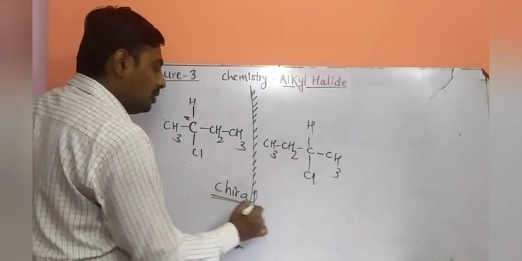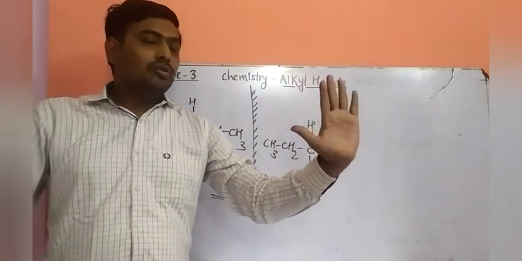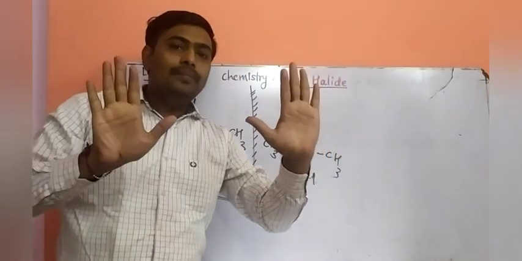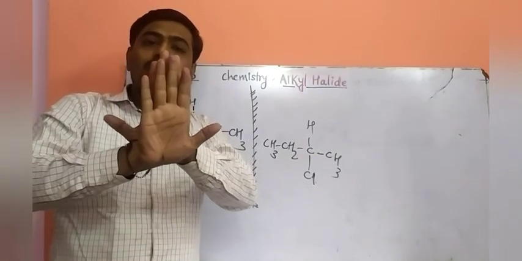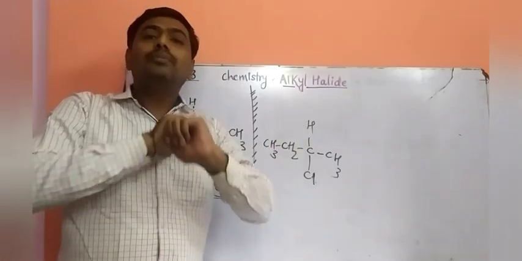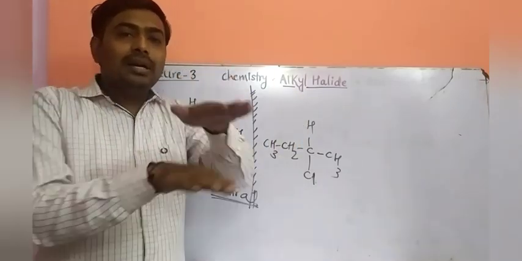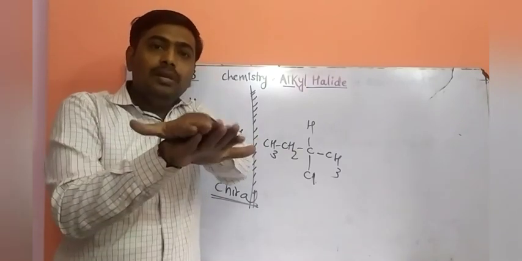This is one more definition of a chiral compound. So this is one compound. The mirror image of this compound will be like this one. Can it be placed as it is on this compound? No, it is not superimposable. So this is called non-superimposable. This is called a superimposable compound. This is called a non-superimposable compound.